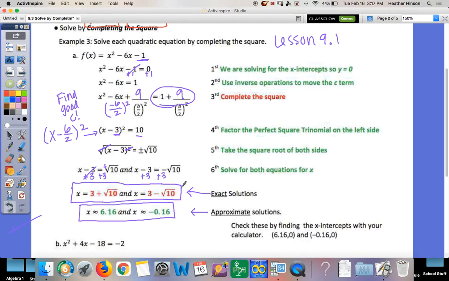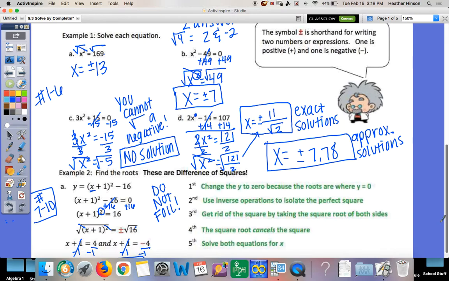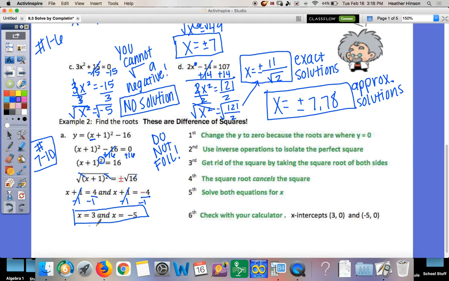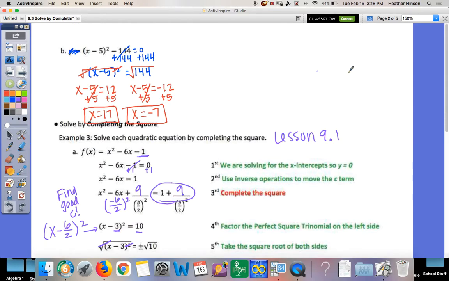So if your square root does not simplify, you leave the square root alone for your exact solutions. Then you round it off for your approximate solutions. If your square root simplifies, that's what we did on the first page. Those are going to have very good answers, and you don't have to worry about that. They'll be very nice.